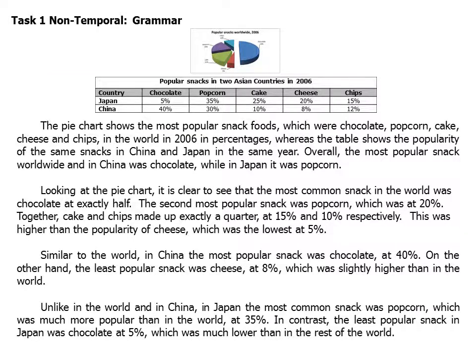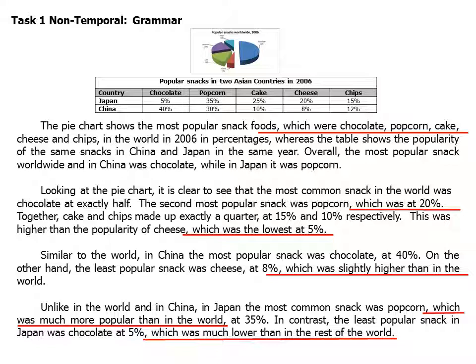Moving on to the grammar, we can see that the complexity in this writing comes mainly from using relative clauses with which. And a lot of these have the superlative, which was the lowest, or they're comparing, which was slightly higher than with comparatives. We also have one that clause.